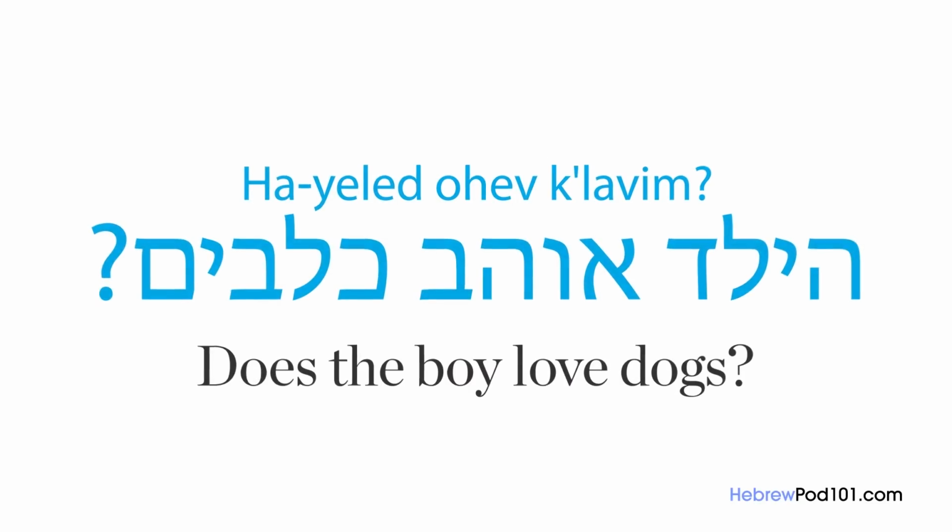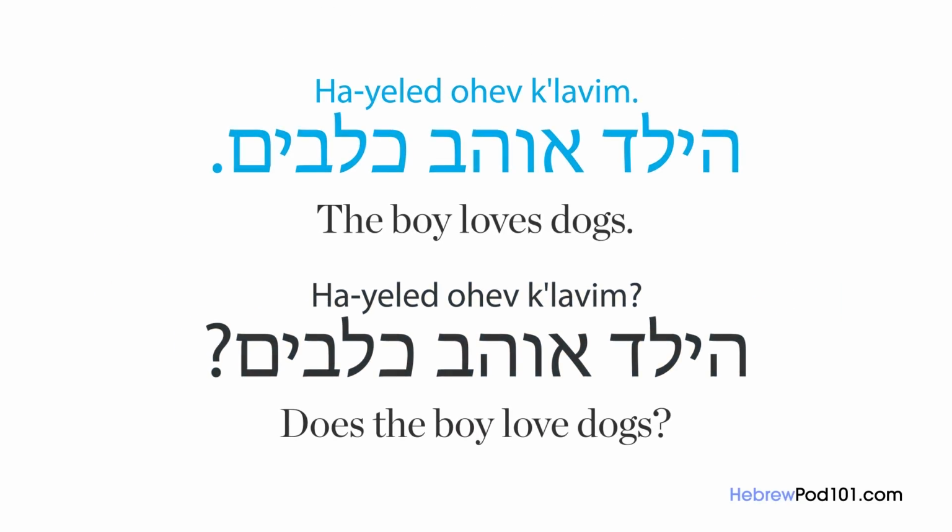Hayeled ohev klavim? Let's hear the difference between the normal sentence and the question. The normal sentence is Hayeled ohev klavim. The question is Hayeled ohev klavim? The formal way to ask this as a question is to add a word to the beginning of the sentence, but this way is not used very often in speech.